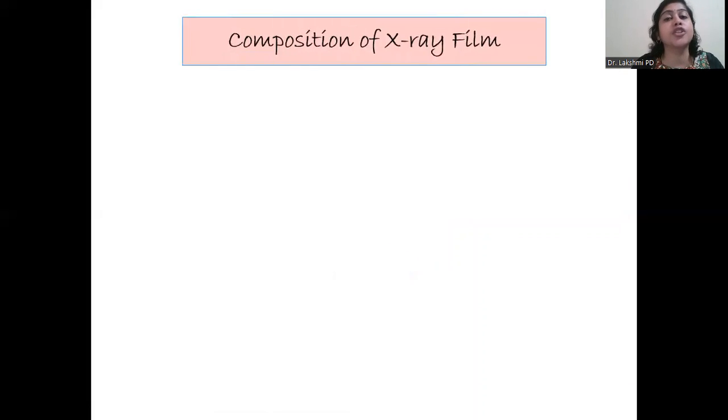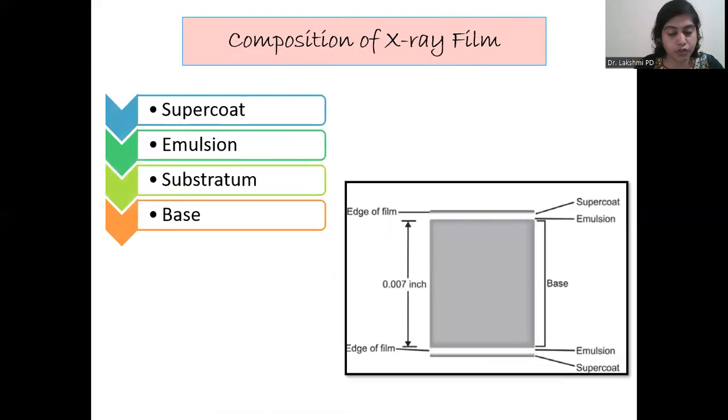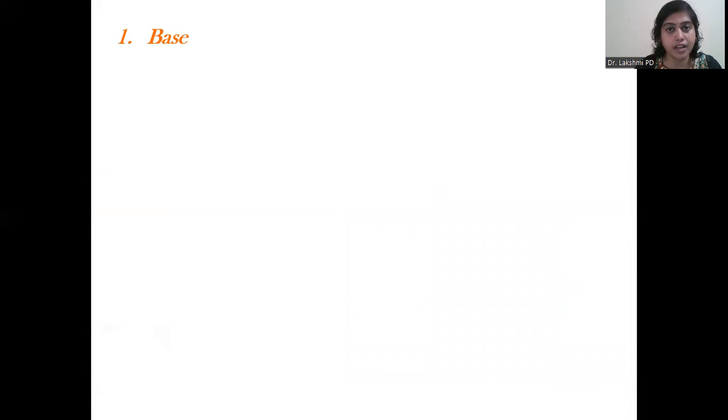Now, moving on to the composition of the X-ray film. Parts of your X-ray film are basically what you see grossly, but composition of an X-ray film is what you see through a microscope. This is a scanning electron micrograph of an X-ray film, seen at higher magnification. So you've got 4 layers in an X-ray film, not parts: that single X-ray film usually has 4 layers. You've got a base, a substratum, an emulsion, and a supercoat. Each layer and its functions, I'll be telling in the coming slides.